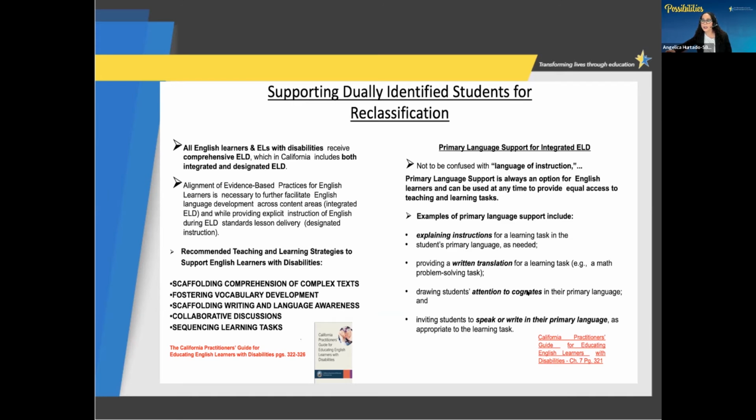The cognates are maybe like the word information. It's spelled almost the same as in Spanish, información. Very, very similar. And then inviting students, if they need to, to explain in their primary language according to this task that you're expecting from them. Again, you can find more information on Chapter 7 of the Practitioner's Guide, page 321.